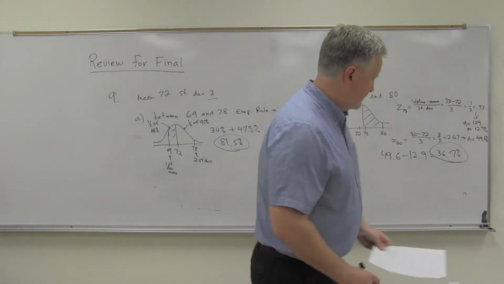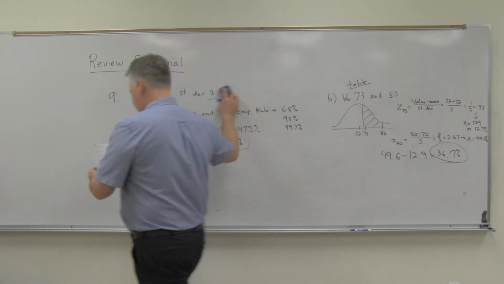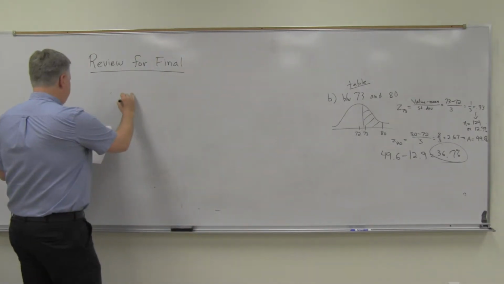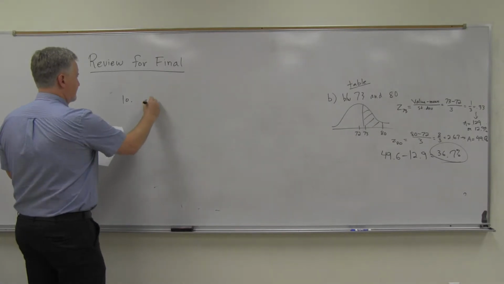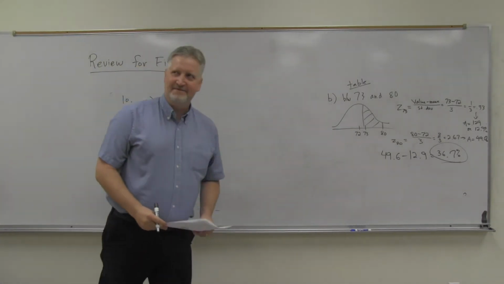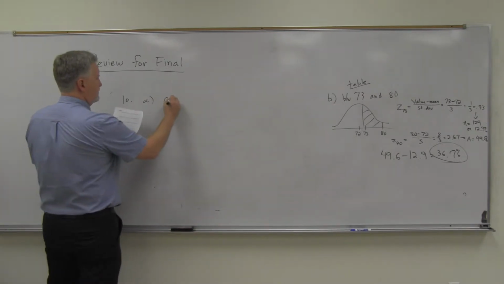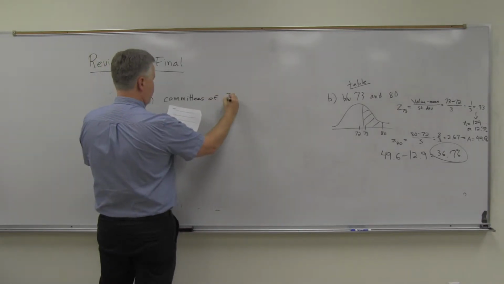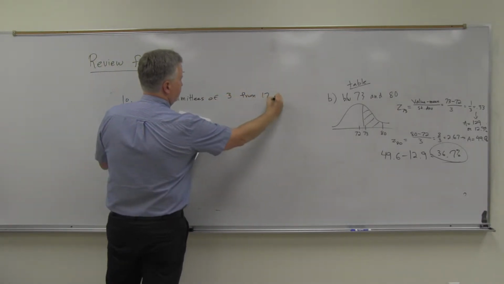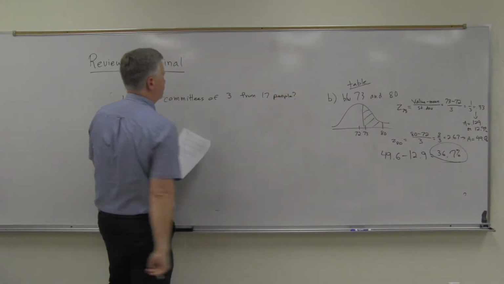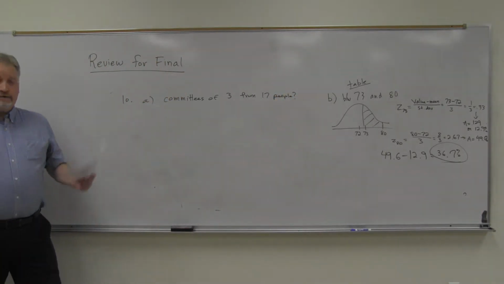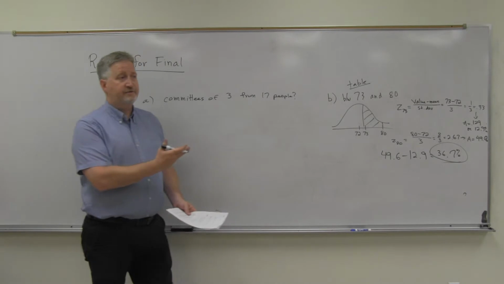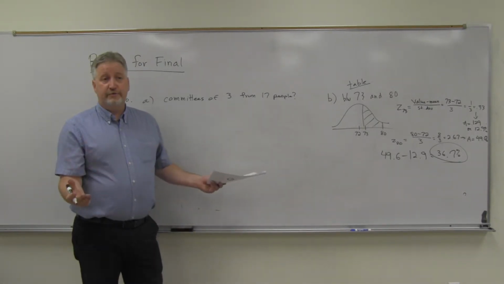All right, number 10. A little bit of counting. Sounds easy enough. Sometimes on counting, yeah, you just list them all out. But not so on some things. How many committees of 3 can be formed from a club with 17 people? All right, well, remember sometimes we use blanks. Use blanks for each part. Sometimes though we use combinations.